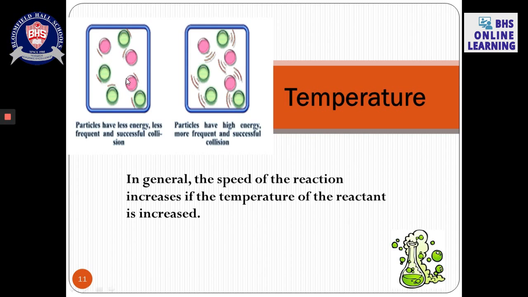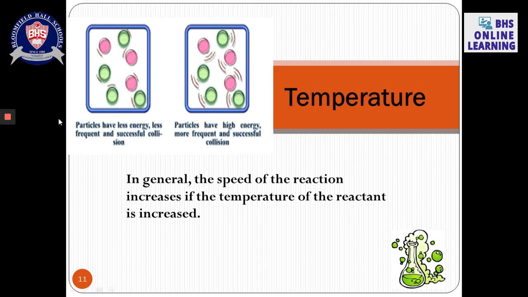The particles have more energy. When you increase the temperature, heat energy increases. Particles gain heat, so they start to vibrate faster and faster. So that means the kinetic energy is increasing. When kinetic energy is increasing, there are more successful collisions. And when there are more successful collisions, the rate of the reaction increases. So in general, the speed of the reaction increases if the temperature of the reactant is increased.